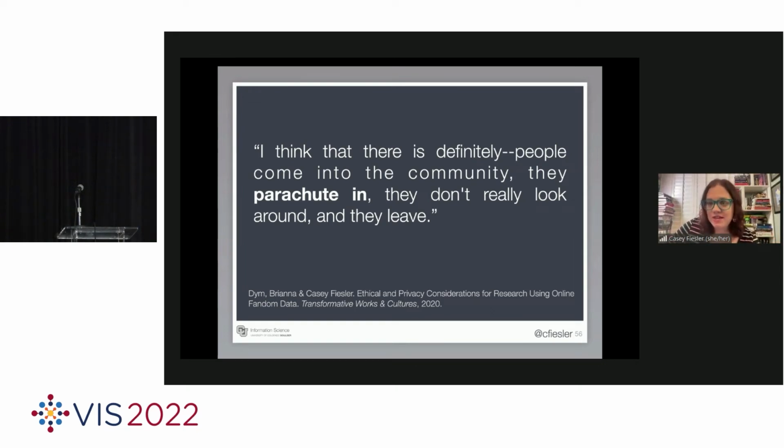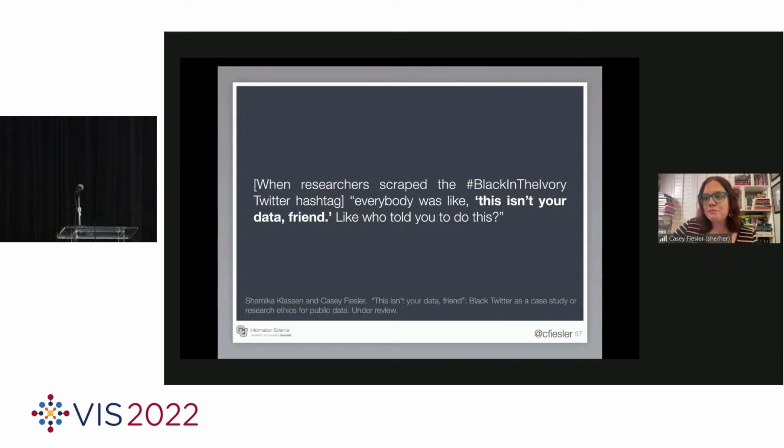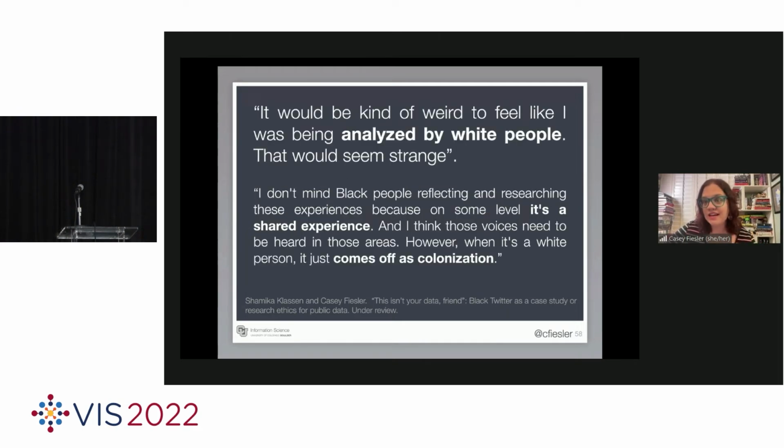And one of my other PhD students, Shamika, spoke to people who are on Black Twitter about the same kind of issue. And we saw very similar kinds of concerns. So for example, when researchers scraped the Black and the Ivory hashtag, people were pretty upset about this. And some of these things do have to do with positionality, because there is a difference between someone who is part of Black Twitter, or a Black researcher going into this community and doing research, and a white researcher doing a study on Black Twitter without talking to anyone.